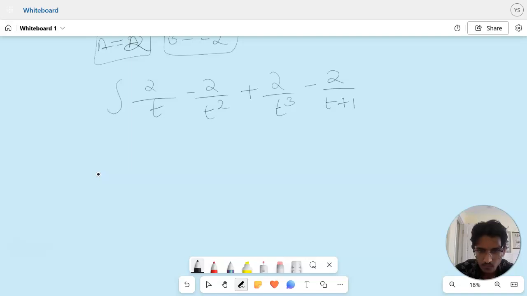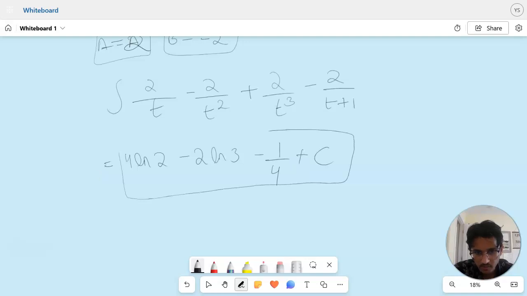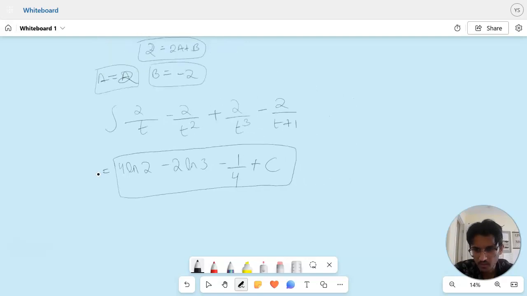Okay, again, solving the integral for each of these, since we've been doing similar integrals, what the final answer is going to look like is ln of 2 minus 2 ln of 3 minus 1/4. Okay, that's what it's going to look like. And we've also got to mention the plus C. So that's what our final answer looks like, guys. Thank you so much.